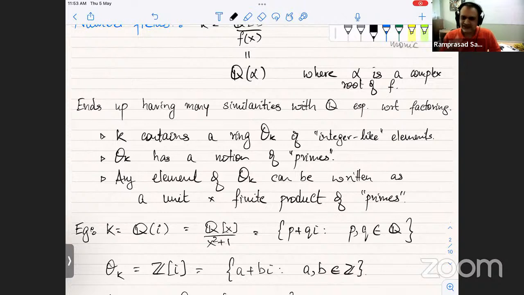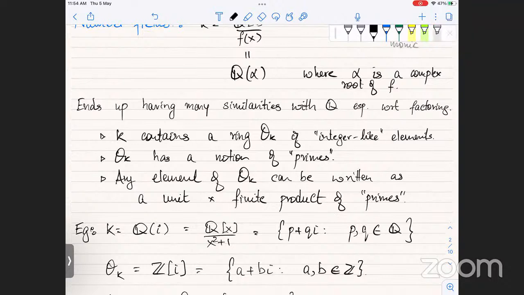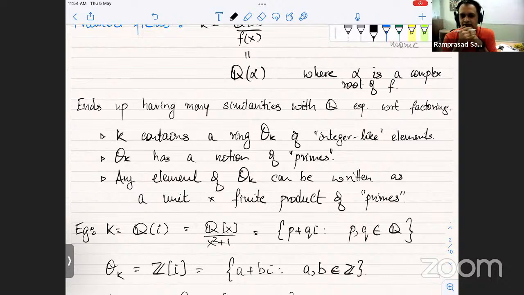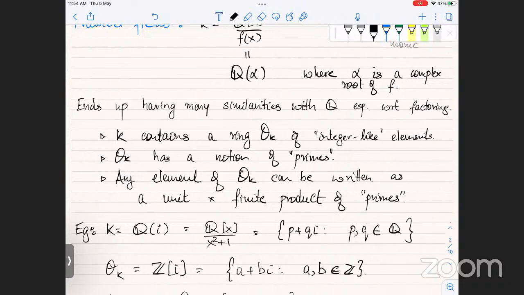Now can someone tell me what the units in this are? What are elements in O_K such that the inverse is also in O_K? Certainly 1 and minus 1 are examples, but are there more? Is it like the absolute value will also be 1, something like that? Okay, hold this thought, because this absolute value is something we haven't formally defined here. But I guess you're talking about the length when you think of it as a complex number. Yes.